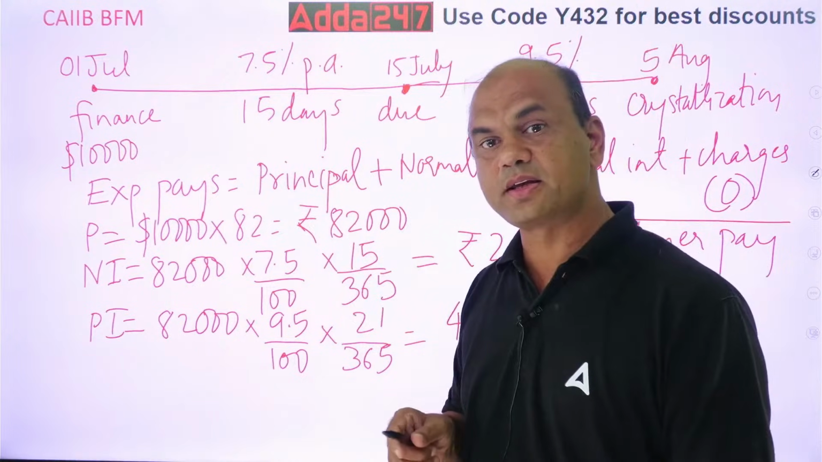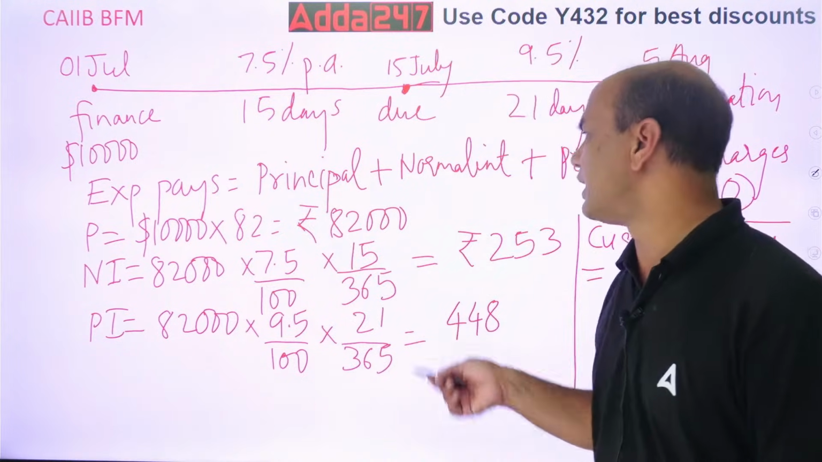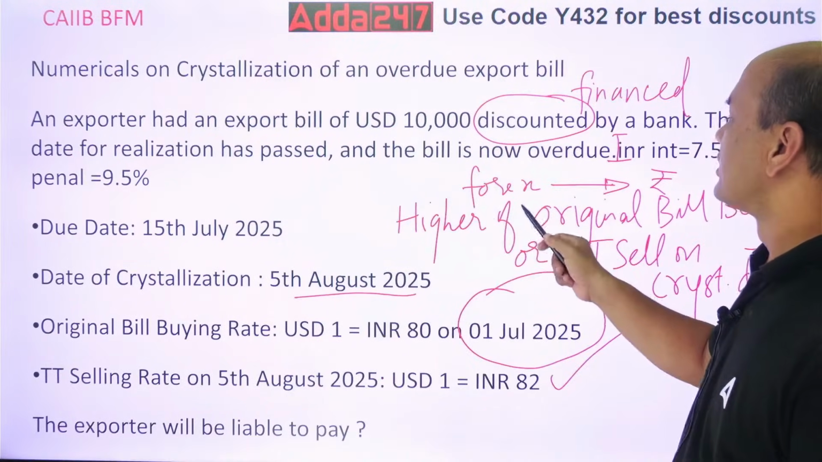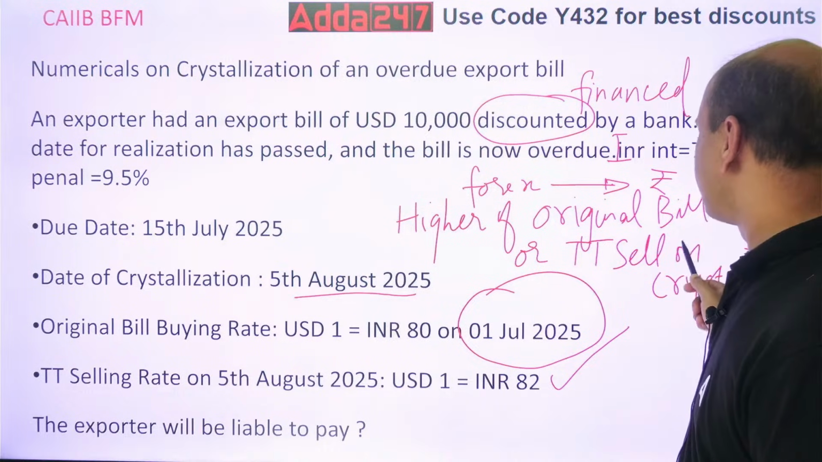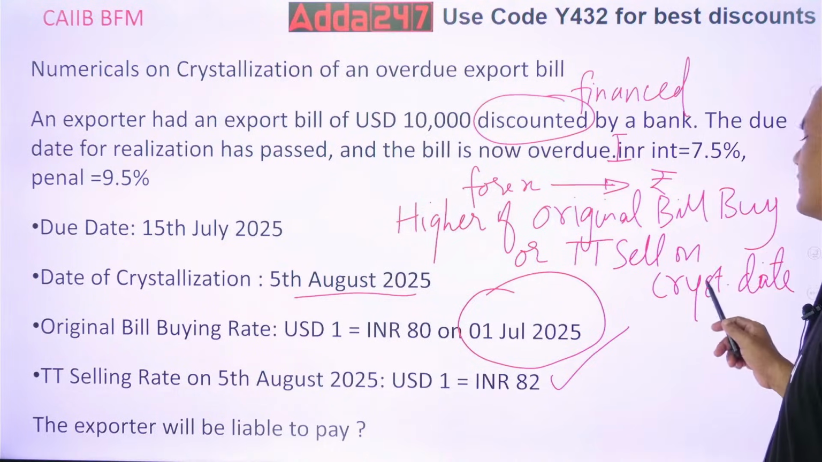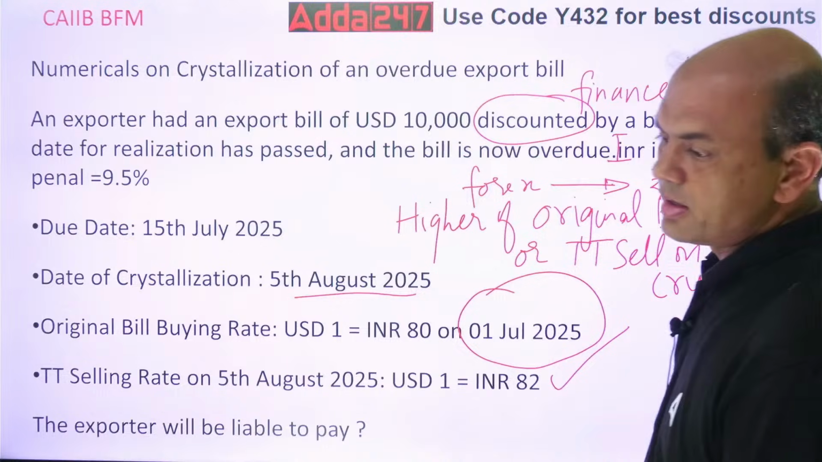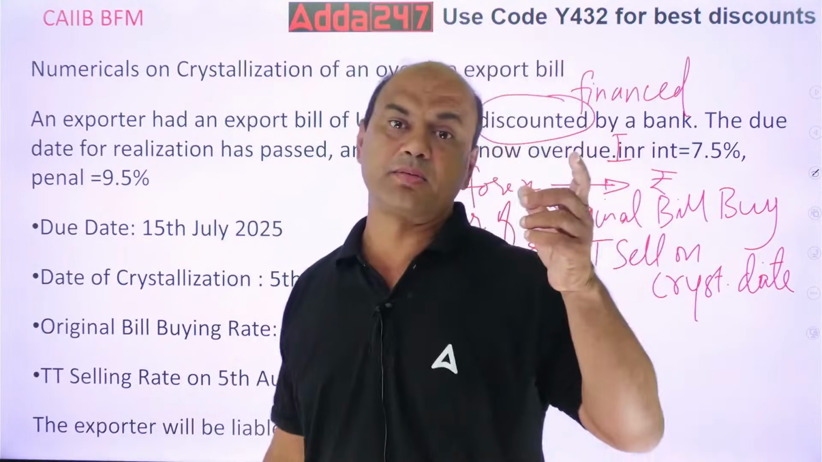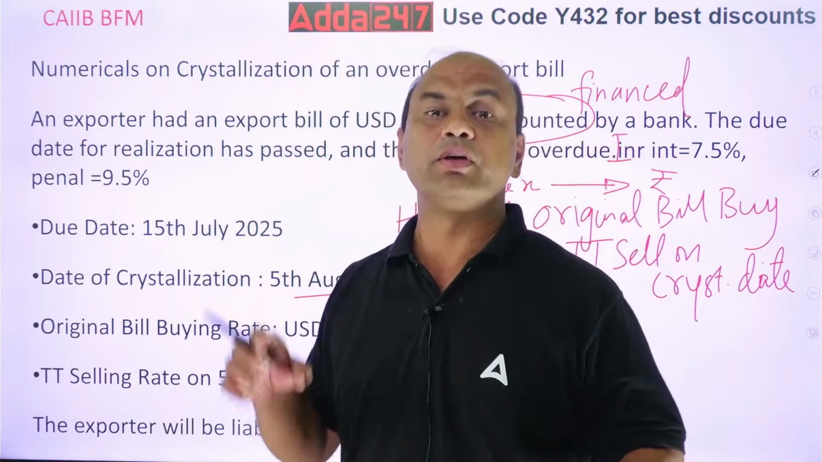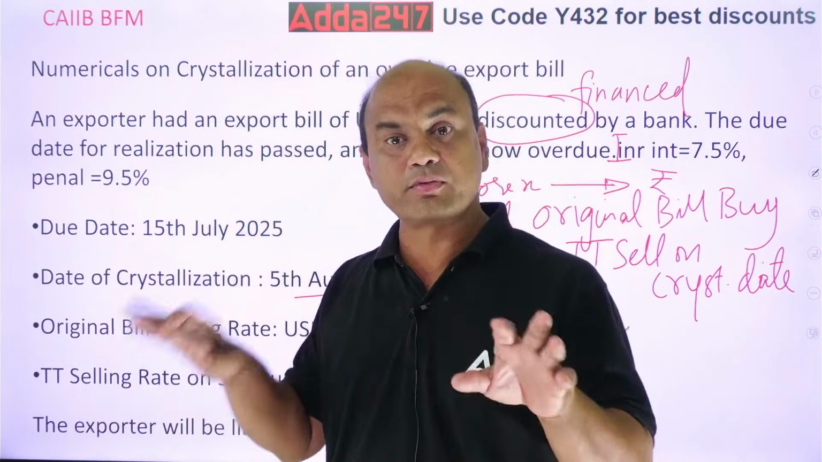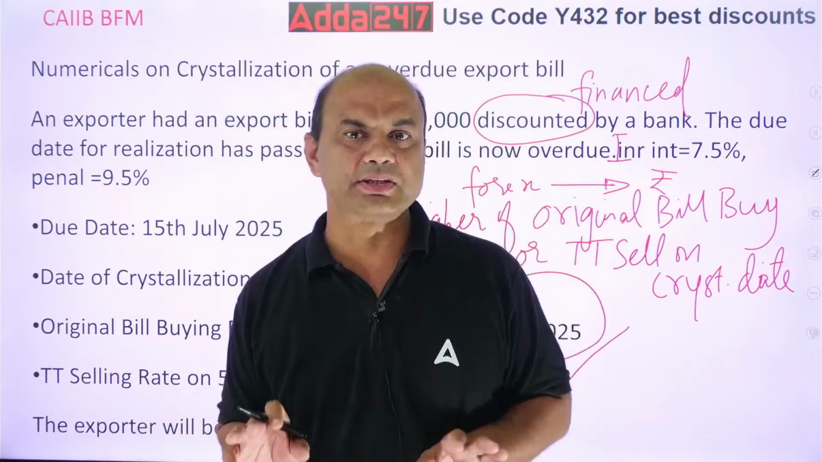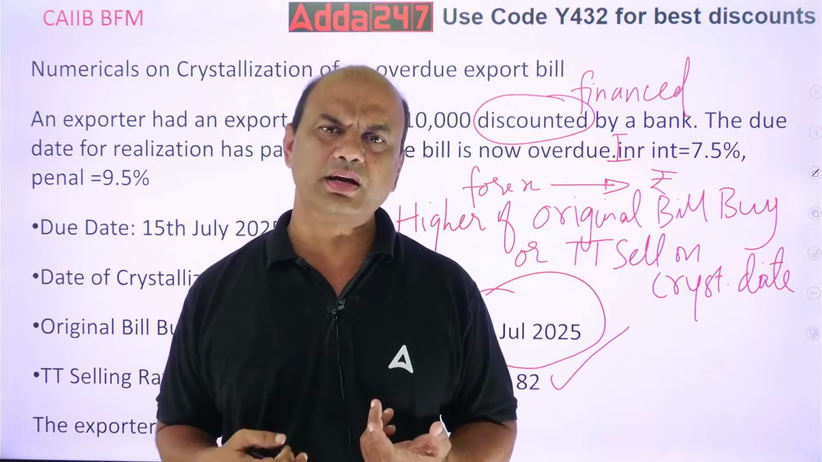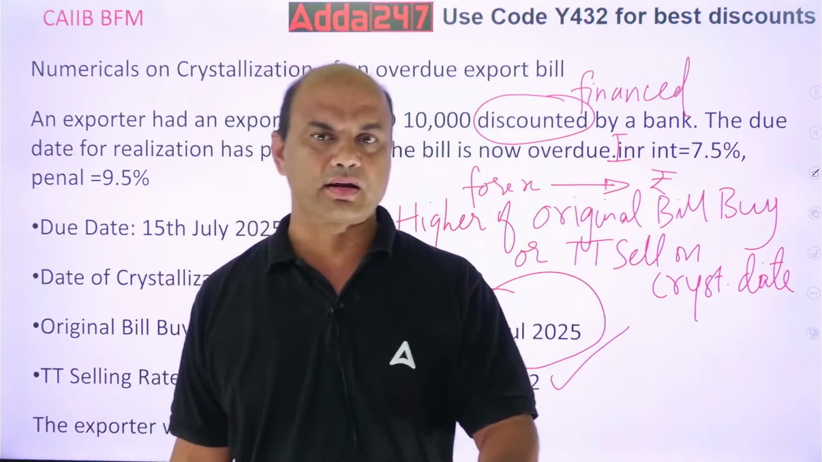What is the basic? The rate of interest to be applied is the higher of the original bill buying rate or the TT selling rate on the crystallization date. This part is very important. Higher of the bill buying rate when I purchased the bill and the rate at which I am selling the bill, higher of these two. See, banking is a business. I can't make a loss over here, right? Because the customer has made an error.